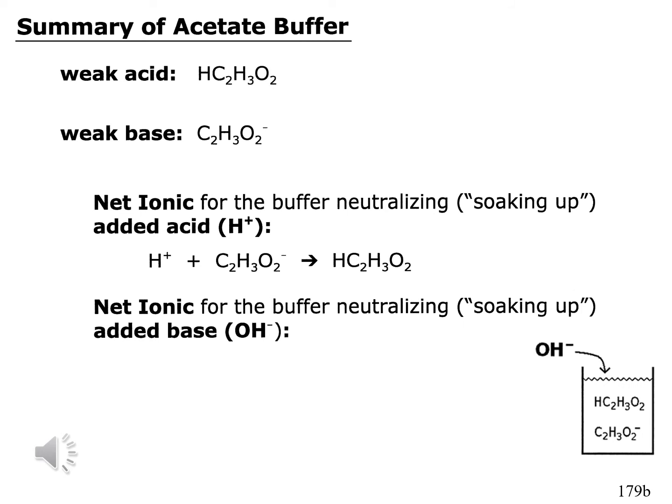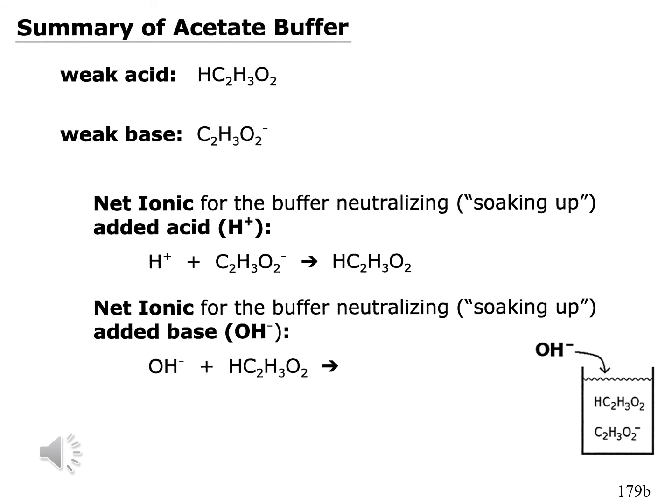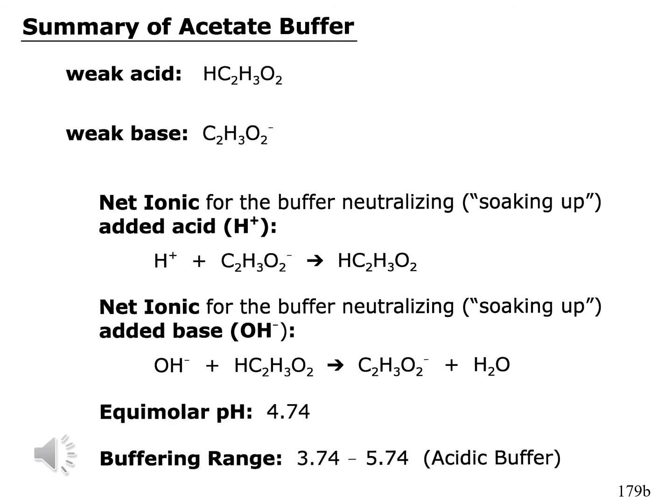If instead you want to write the net ionic equation for adding a base, OH, the OH is always going to react with the acid part. This is a type 2 neutralization where the OH pulls an H off the acid. And the OH is neutralized because it turns into water. You can tell what the equimolar pH will be by looking up the pKa in the acid table. And then the range that you could use for it is plus or minus 1 away from the pKa.